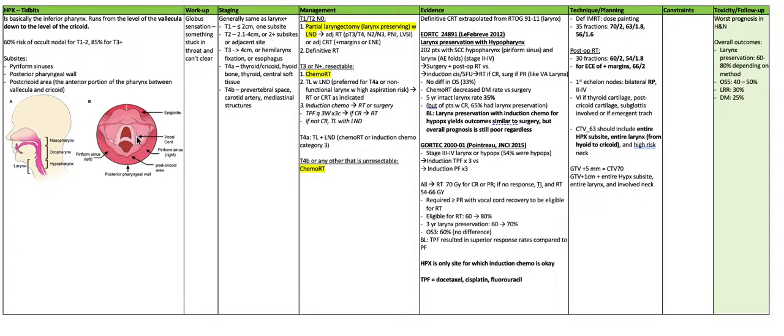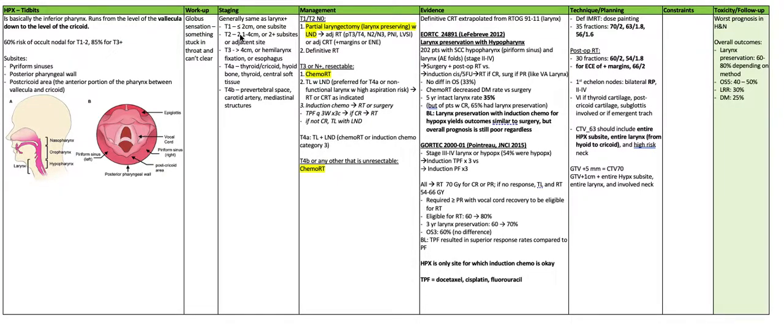Anteriorly, here's your vocal cord. Here is the piriform sinus. This is the posterior cricoid area, posterior pharyngeal wall, the left piriform sinus. In terms of workup, globus sensation, something stuck in the throat and can't clear. Staging is generally the same as larynx.